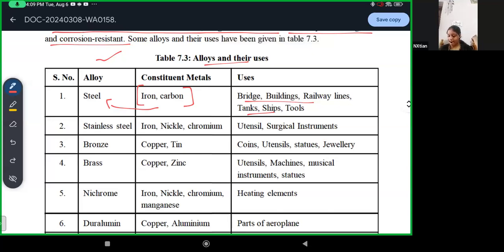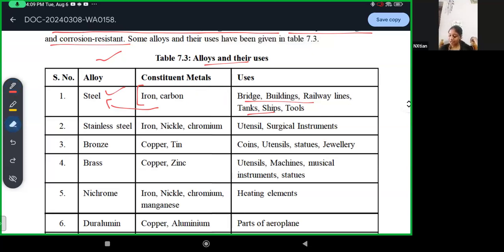I was reading carbon. It means iron plus carbon. So it's not carbon, it's steel.